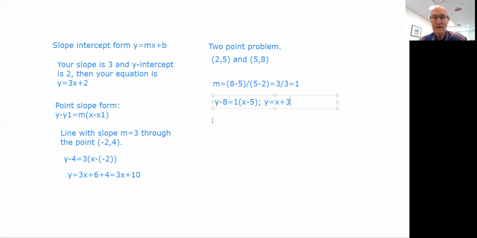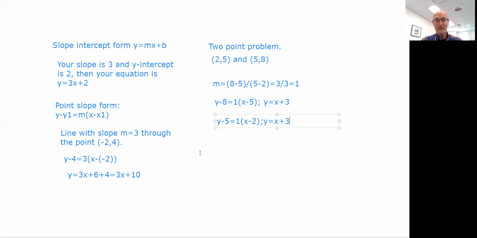Now, if I had gone with the other point, I would still get the same thing. I would get y minus 5 equals 1 times x minus 2, and that would give me y equals x minus 2 plus 5, which is, once again, x plus 3. So when you have a 2-point problem such as this, it doesn't matter if you use this point or this point. You will get the same final answer.